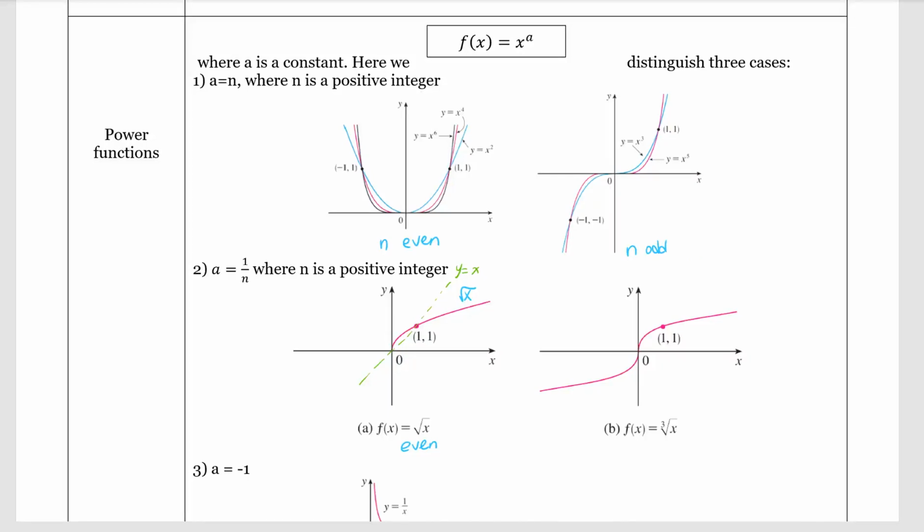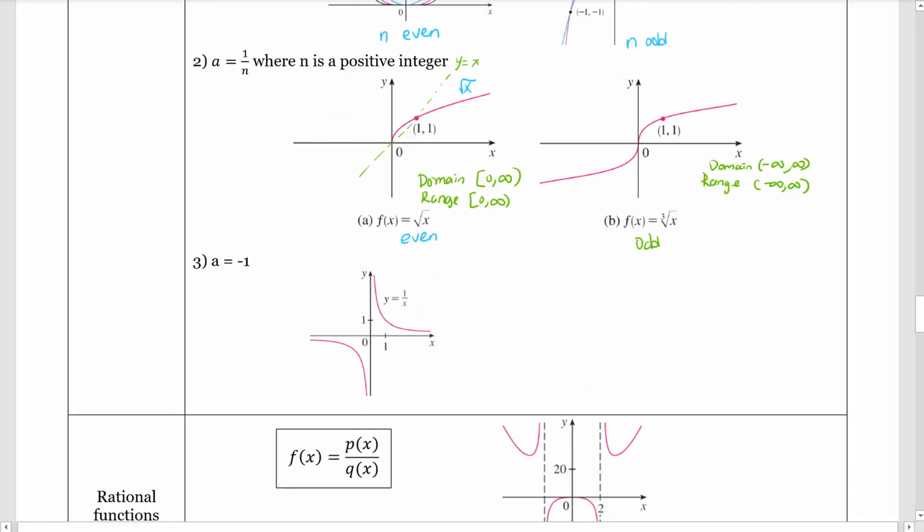So these are the power roots. For the even power roots, the domain is 0 to infinity, and the range is also 0 to infinity. For the odd power roots, the domain and range are both negative infinity to infinity, so all real numbers.